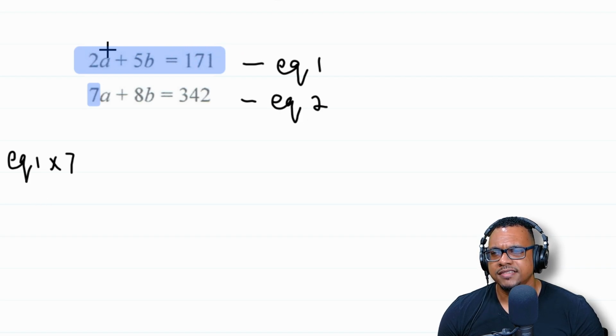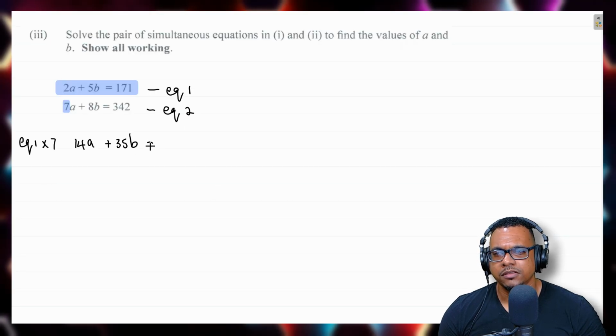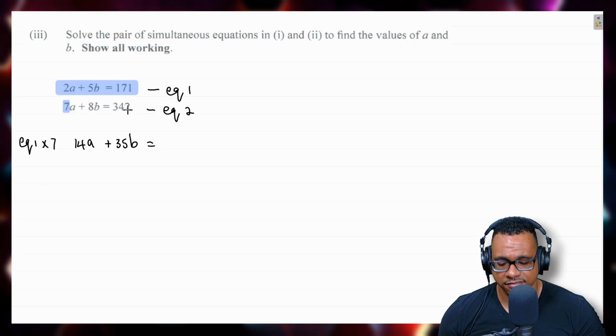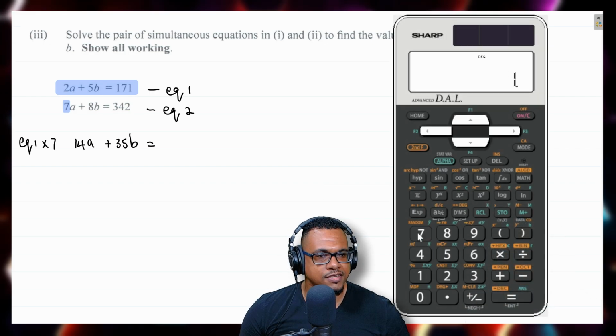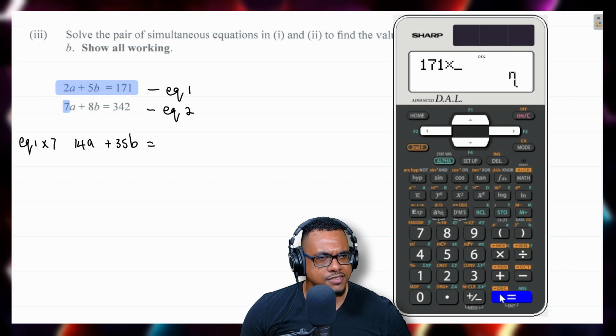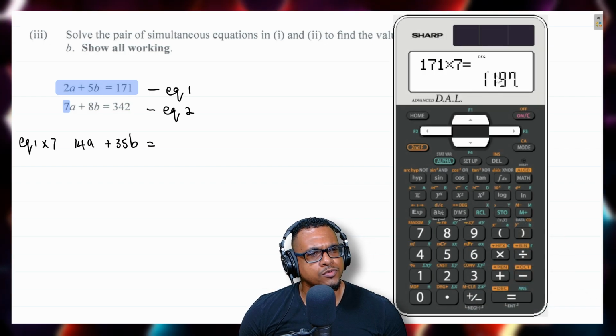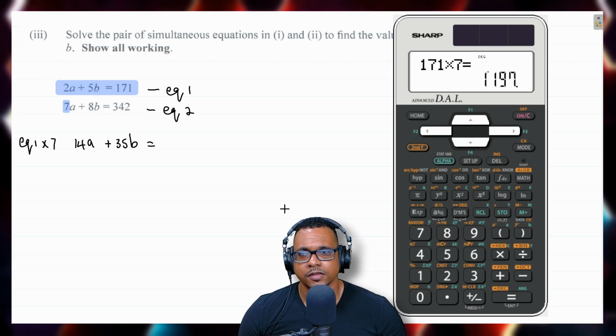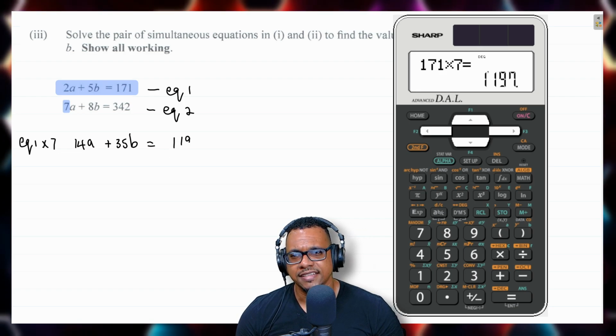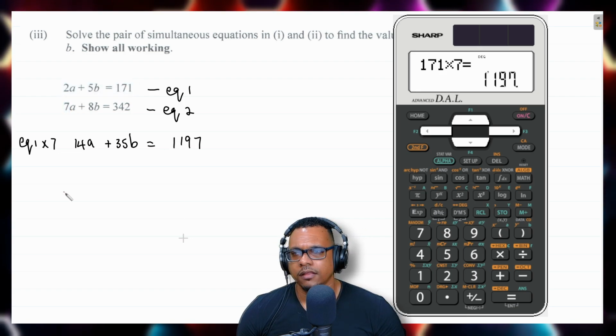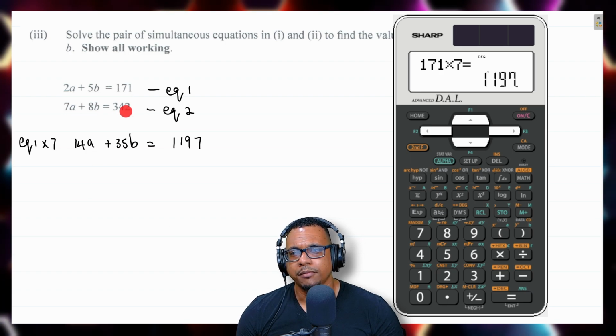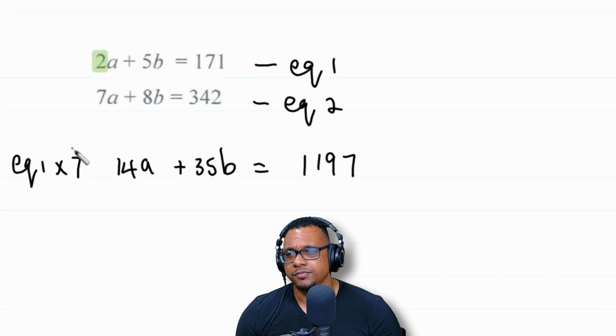So I'm going to have 2 by 7, and I'm going to get 14A. I'm going to have 5B by 7, and 5 7s are 35, so that's 35B. I'm going to put equal, and 171 by 7. So 171 multiplied by 7 is equal to 1,197. So we get 1,197.